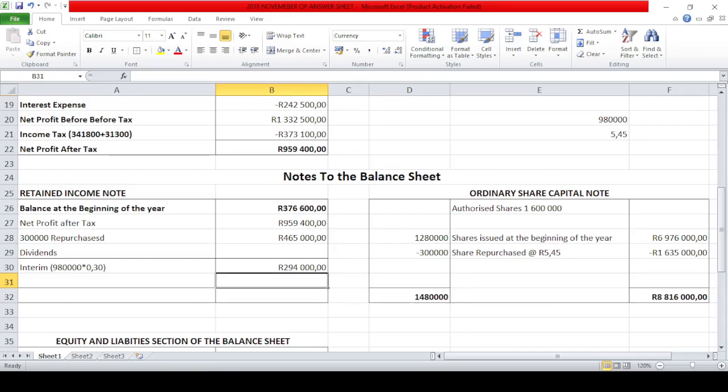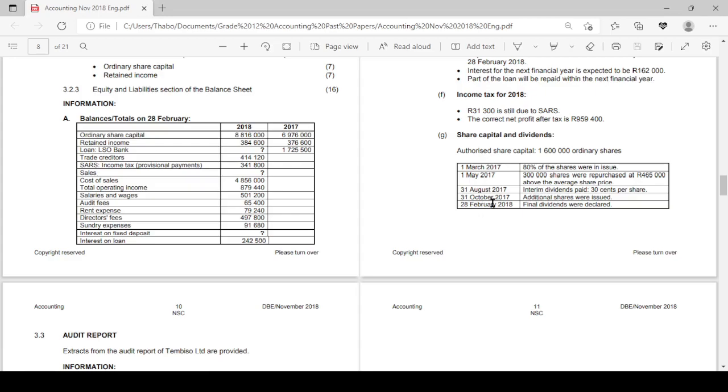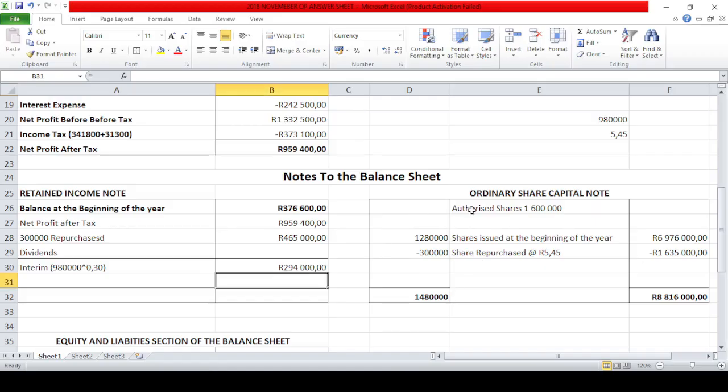The next information says that on the 31st of October 2017, additional shares were issued. To calculate those additional shares that were issued, we are simply going to say 1,480,000 rand plus the 300,000 rand minus 1,280,000, which gives us the 500,000 rands.